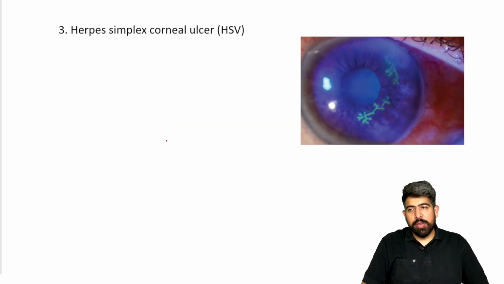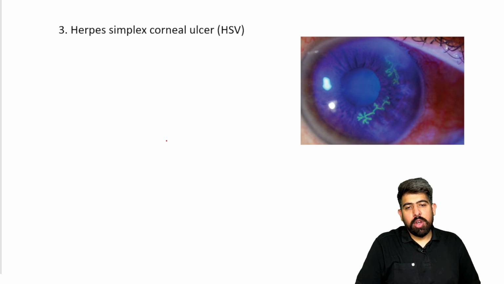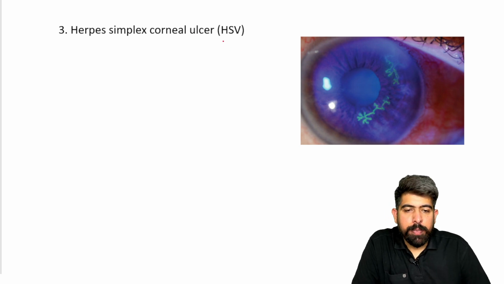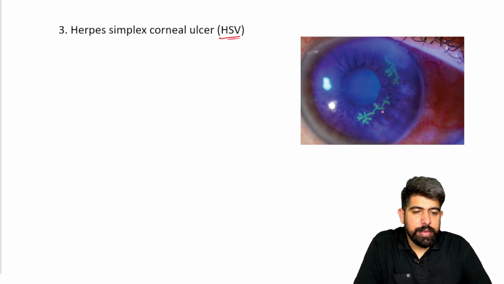Let's move forward to the third one, which is your herpes simplex corneal ulcer. As you see, this is the viral type of corneal ulcer. First of all, you can see this is your dendritic ulcer.